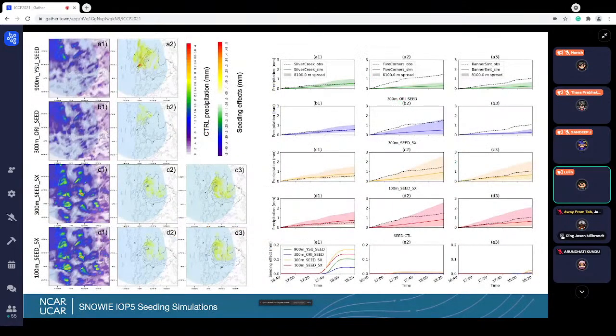And with that, we evaluate the simulated precipitation on the ground, looking at the seeding enhancement.